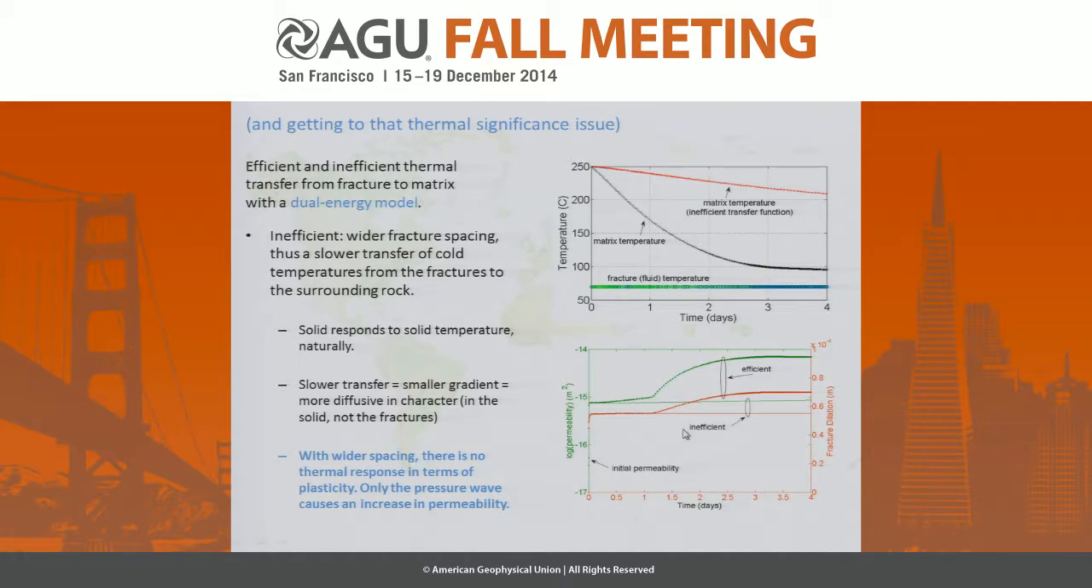But in the case where the temperature is not being transferred very efficiently, you do not see this secondary response. So the comparison is between these two curves, so this is the dilation and this is the permeability. Both refer to the case where the temperature is able to move quickly into the rocks and the rocks are able to respond. And in the case where the fractures are widely spaced and the temperature does not move in very rapidly, you do not have the secondary response.